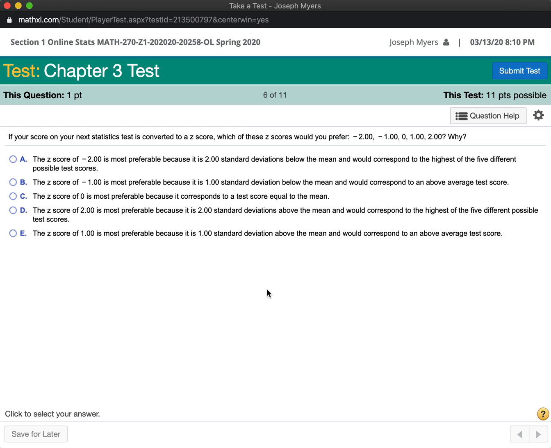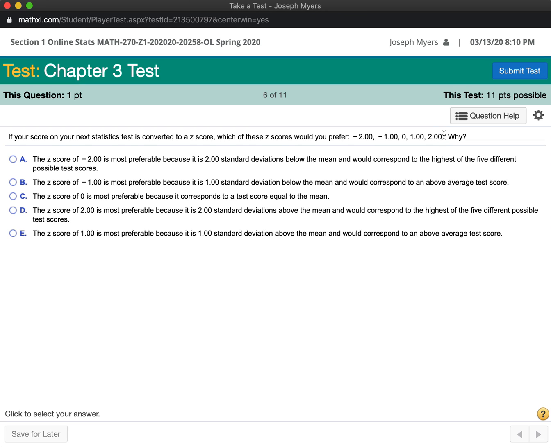Okay, if you score on your next statistics test, which would you prefer? A z-score of -2, -1, and so forth? Well, obviously the highest z-score is preferable because a z-score of 0 means that you scored the same as average. A negative z-score always means you're below average, and a positive z-score always means you're above average. And by the way, in statistics, the word mean means the same as the word that we normally say in English, average. So a negative z-score means you scored below the mean, 0 means you scored the same as the mean, and a positive z-score means you scored above the mean.